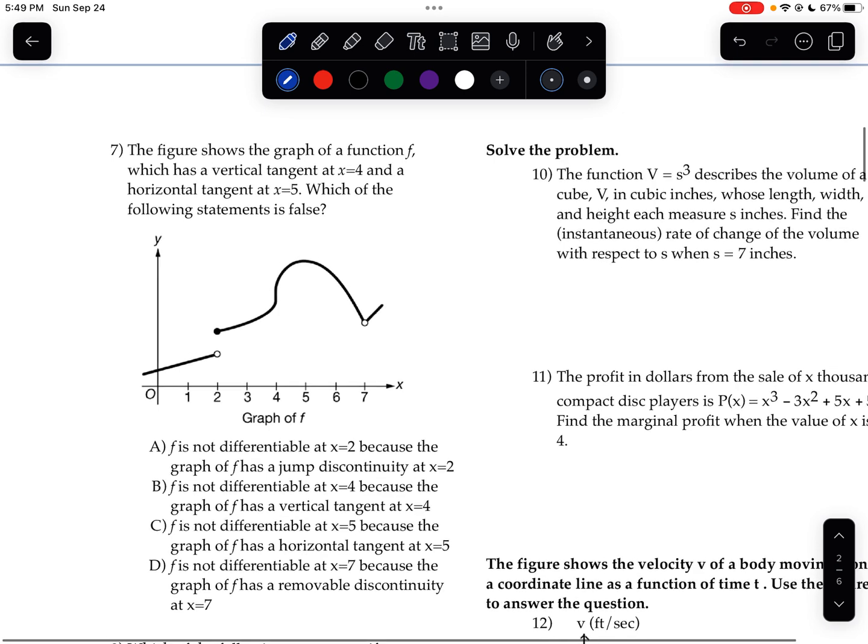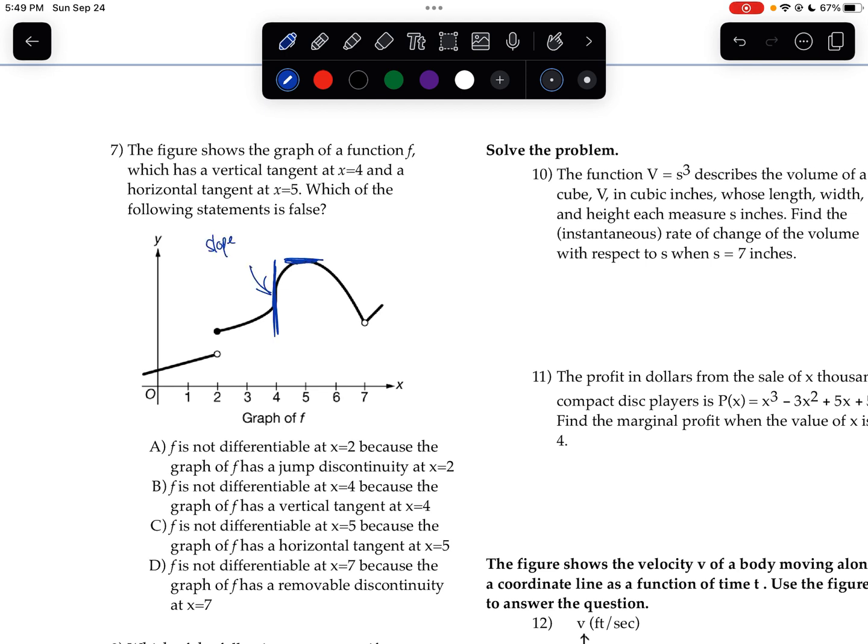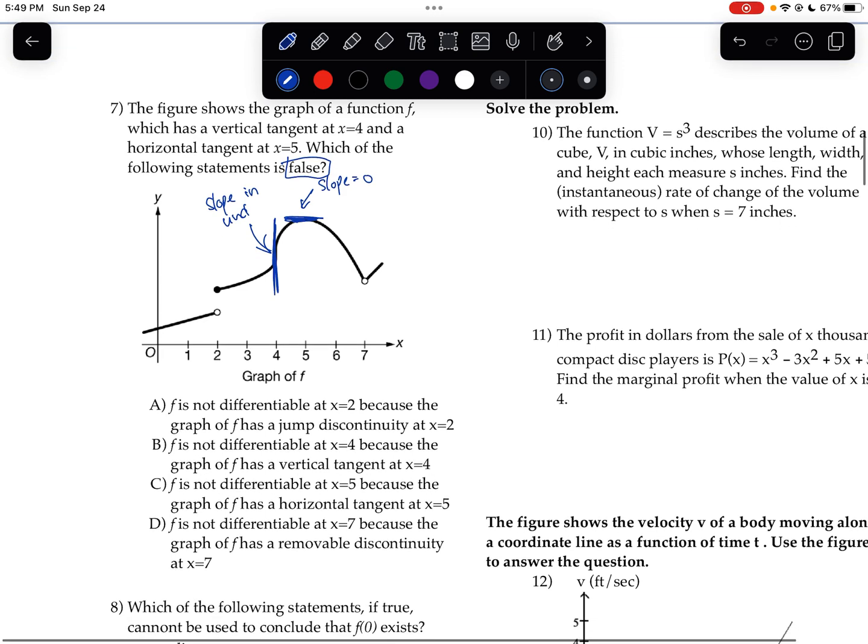7. The figure shows the graph of a function f which has vertical tangents at x equals 4. So it has a vertical tangent here, has a horizontal tangent here. This means that the slope is undefined, and this means that the slope is 0. Which of the following statements is false? Watch out for that word, false.